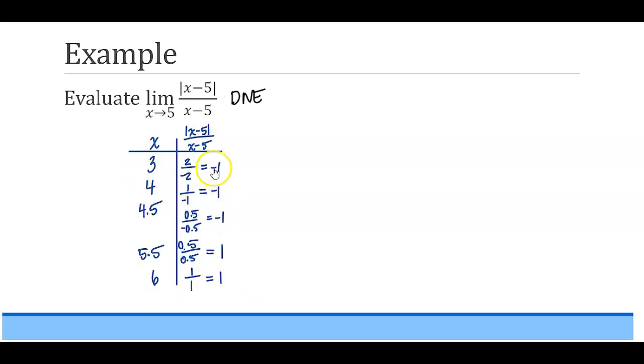Now that was thinking about this from a numerical perspective. If I think about this from a graphical perspective, then what's happening is, as I get closer to 5 from the right side of 5, it looks like a perfectly horizontal line at the y value 1. It doesn't matter what value I plug in on the right side of 5, I'm getting closer and closer to 1.